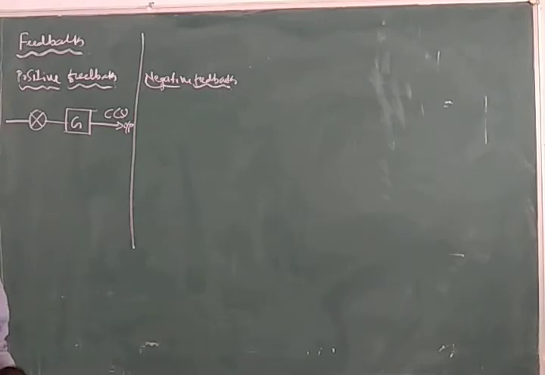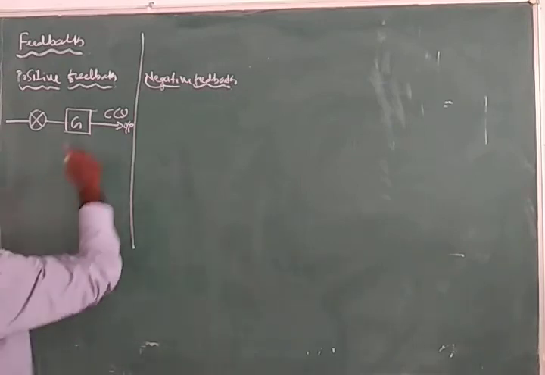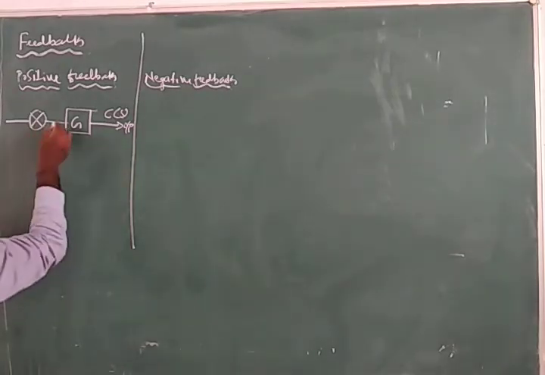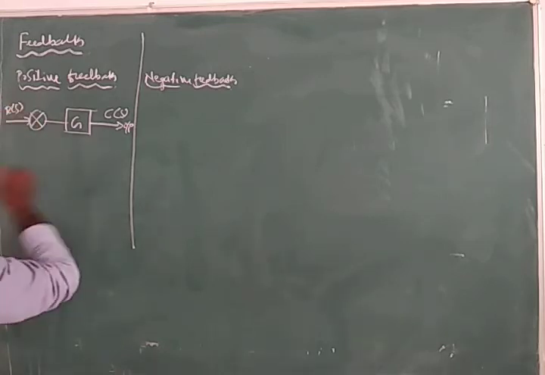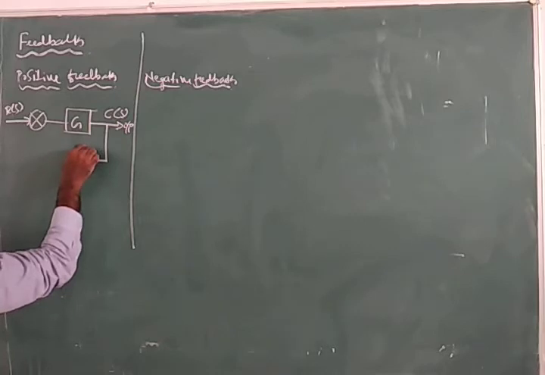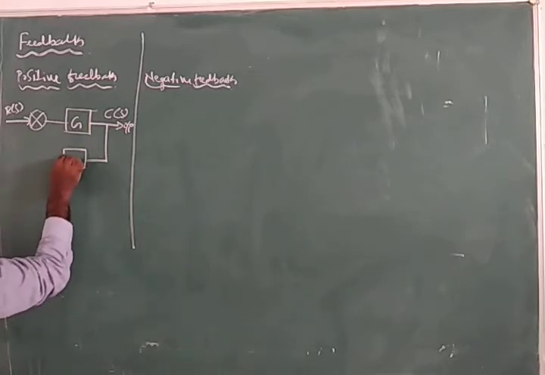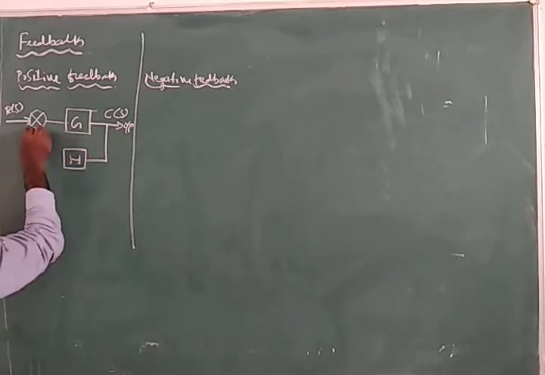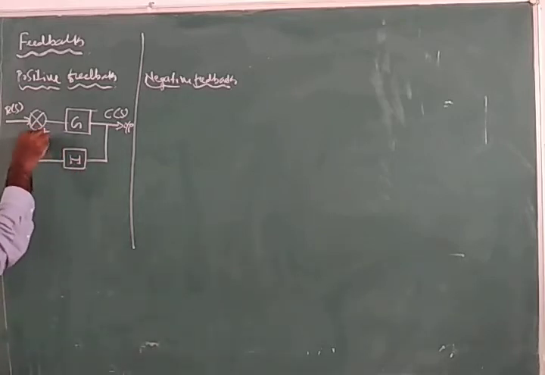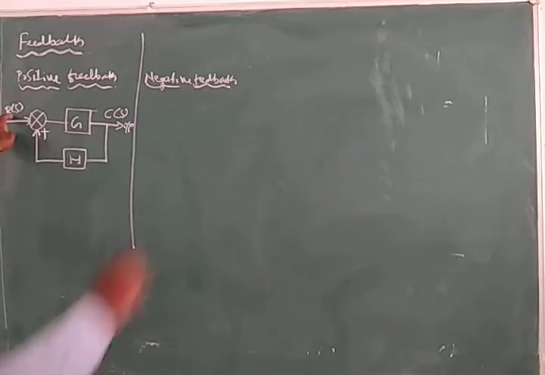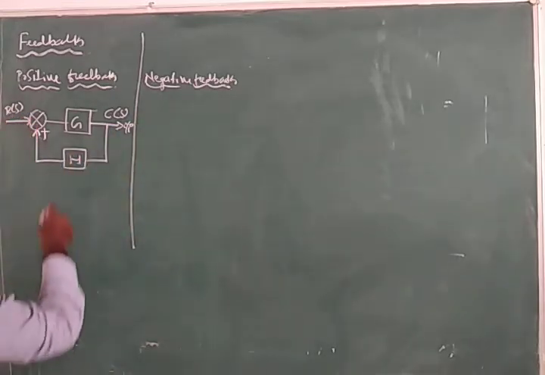Now everything is in Laplace transformation, everything is in S domain. Here input is R of S. From here we will take the output. Feedback is denoted with H, and H is given to the error detector. Here the summation symbol means the feedback signal is getting added to the reference signal. That is why it is called positive feedback.